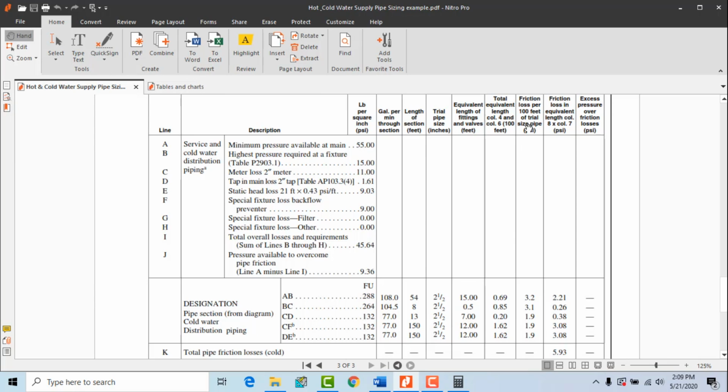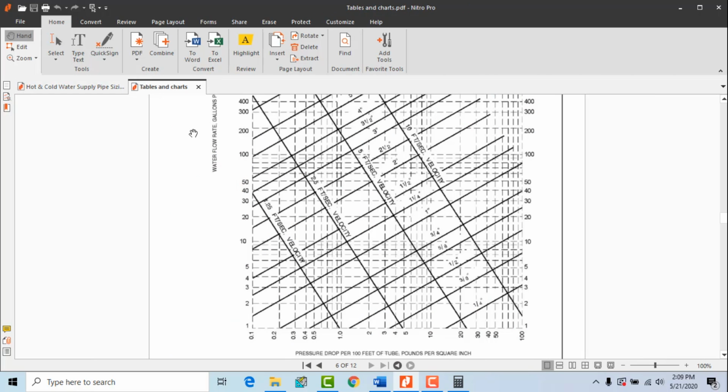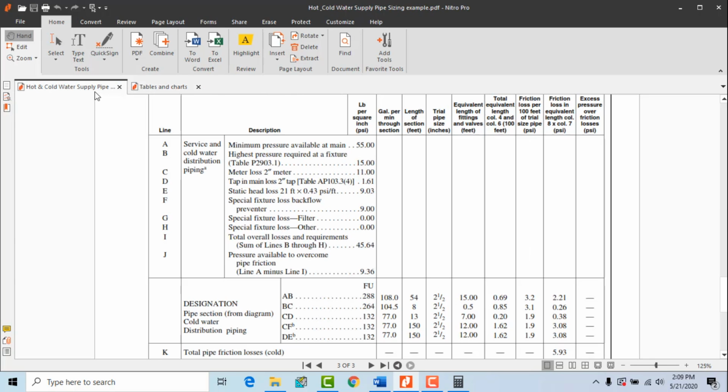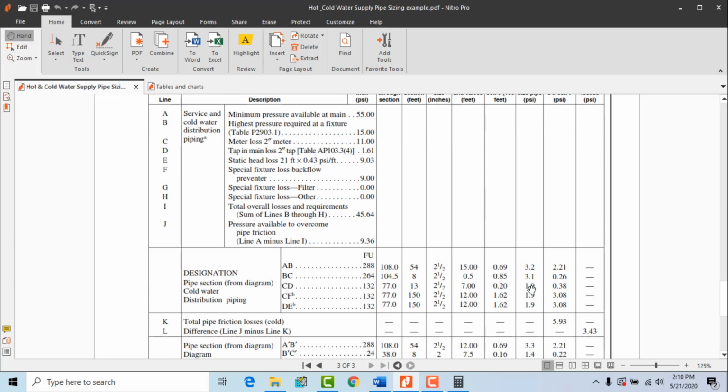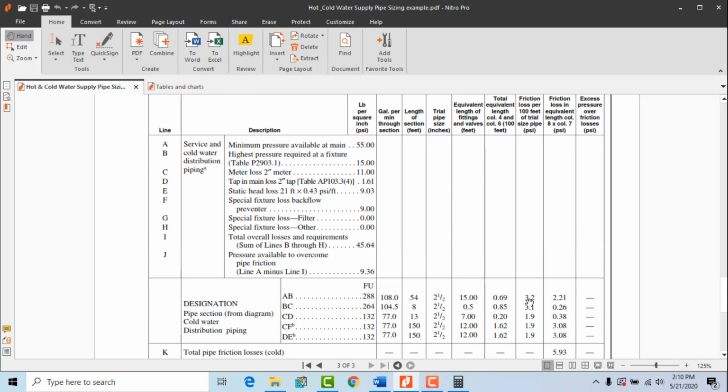So we need to know what is the friction loss. So 77, between 70 and 80, it's over here, 2.5 inch, almost here, it touches 2.5 inch here. If we go below, it's somewhere before 2, maybe 1.85 or 1.9 we can take over here. So 1.9, so same over here, 1.9, 77 GPM, 1.9. So this is the actual friction loss per 100 feet based on our trial pipe size of 2.5 inches.